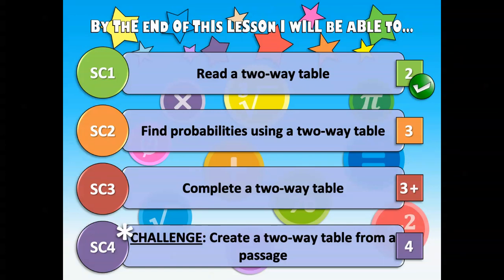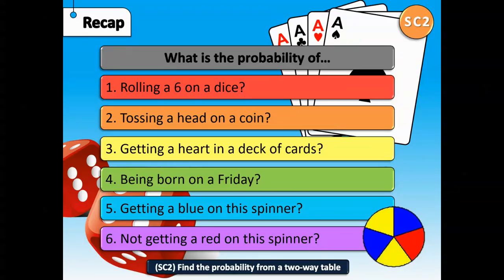Now we're going to move on to number 2, and this is to find probabilities using a two-way table. To recap on probability, have a go at answering these questions. Pause the video, and when you're ready to mark your work, press play. So let's answer these questions.